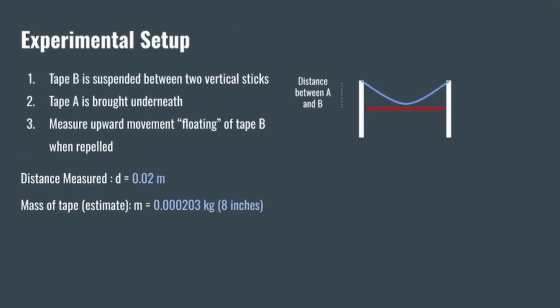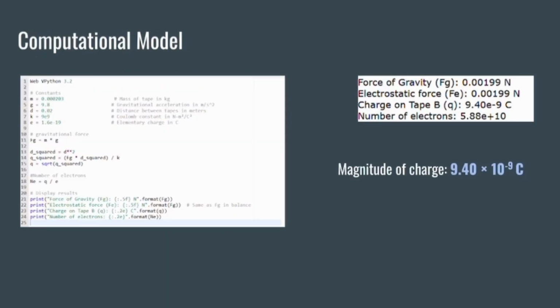Here's the experimental setup. We have tape B suspended between two vertical sticks, and then we bring tape A underneath, and then we measure the upward movement, or the floating point, of tape B when it's repelled. Here's my script, and I used Coulomb's law as well as the calculation for the force of gravity, which was mass times gravity, and here I found the magnitude of the charge.